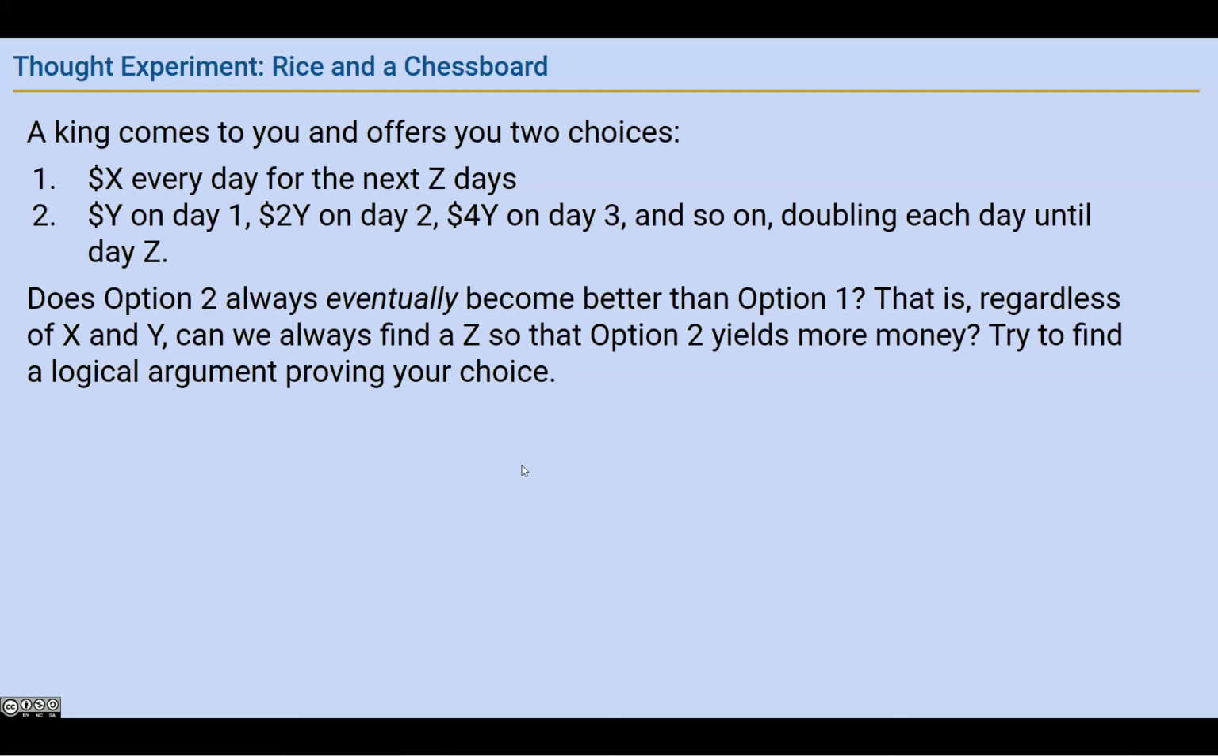All right, let's bring everyone back. So just as an immediate preview, how many people say yes, eventually option 2 will become better than option 1? How many people say no? Depending on the values of x and y, there's a chance that option 2 always stays worse than option 1. All right, why would you say that? Oh wait, I misunderstood. Never mind. Okay. Yeah, if y is 0, then yes, option 2 would not work.